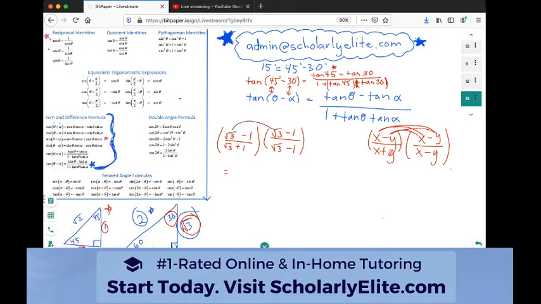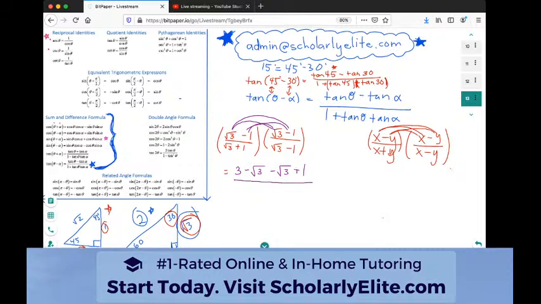So root 3 times root 3 is 3, and you can try that on your calculator. That is a very common radical concept: the root of anything times the root of itself is going to be the thing inside of the root. Next we've got root 3 times negative 1, which is negative root 3. Then we've got another negative 1 times root 3, which is another negative root 3. And then negative 1 times negative 1, which, as you can imagine, is plus 1.